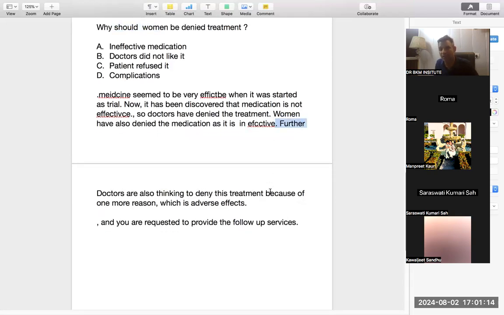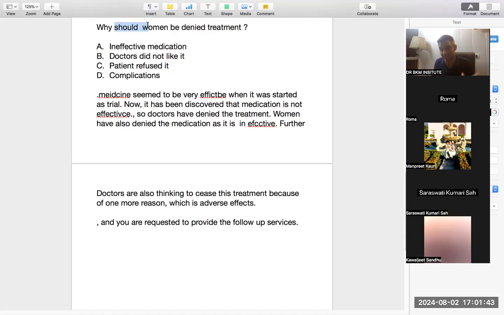So further, doctors are also thinking, and suppose they change the word deny to refuse, to stop, or stop means cease. Cease is a word for stop. Now, how would you find it? That is why tenses are so important. Never lose out on the tenses. Should always means future, recommendation, advice, suggestion. You should do your homework.